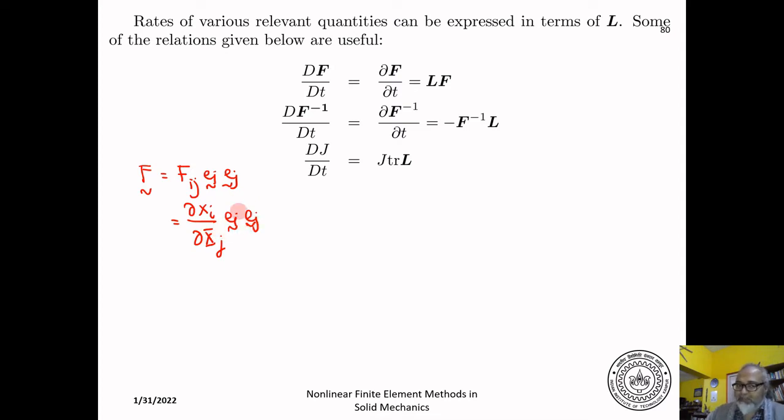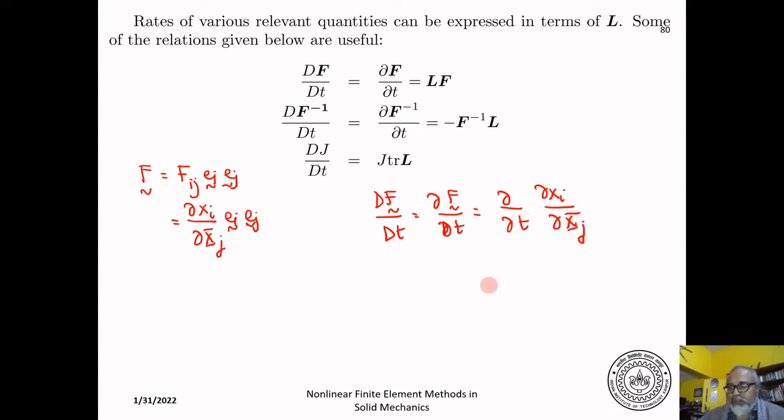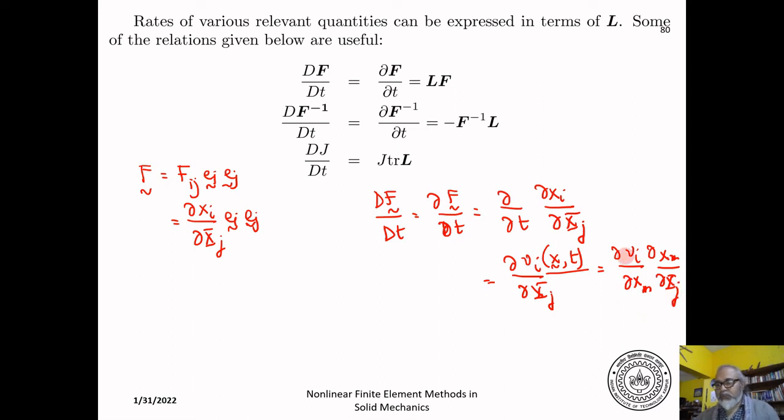So capital X_i is not explicitly a function of t, which means that dF/dt, the total derivative of F, is the same as the partial derivative of F, which is equal to ∂/∂t of ∂x_i/∂X_j, which is the same as ∂v_i/∂X_j. Now we know v_i can be treated as a spatial quantity. So these are functions of small x and t, and when we take ∂/∂X_j, we can write it as ∂v_i/∂x_m ∂x_m/∂X_j using the chain rule. ∂v_i/∂x_m is L_im, and ∂x_m/∂X_J is F_mj.